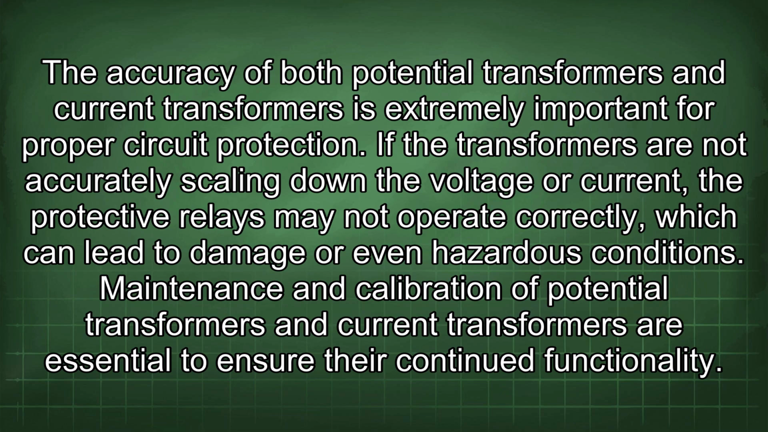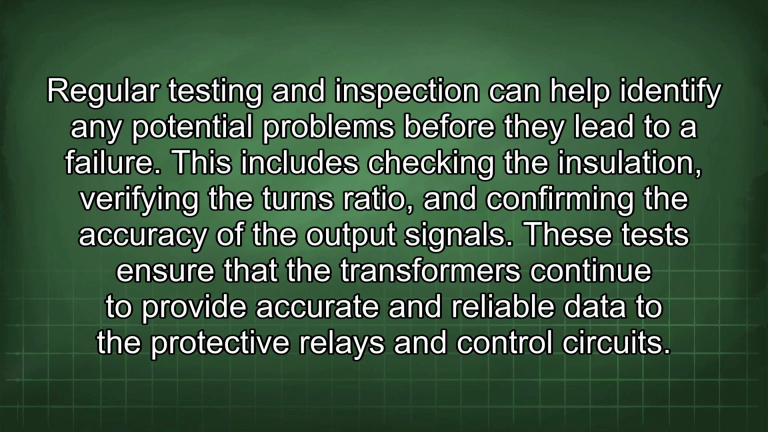Maintenance and calibration of potential transformers and current transformers are essential to ensure their continued functionality. Regular testing and inspection can help identify any potential problems before they lead to a failure. This includes checking the insulation, verifying the turns ratio, and confirming the accuracy of the output signals. These tests ensure that the transformers continue to provide accurate and reliable data to the protective relays and control circuits.